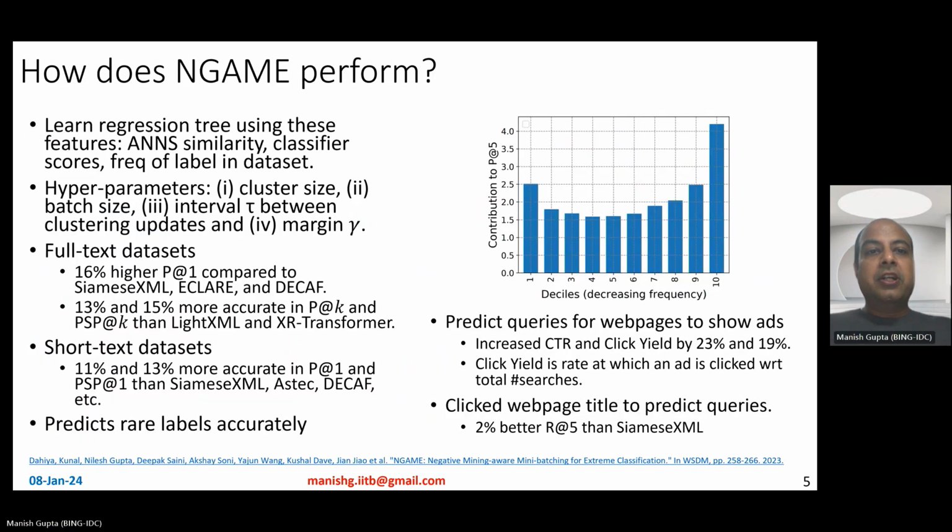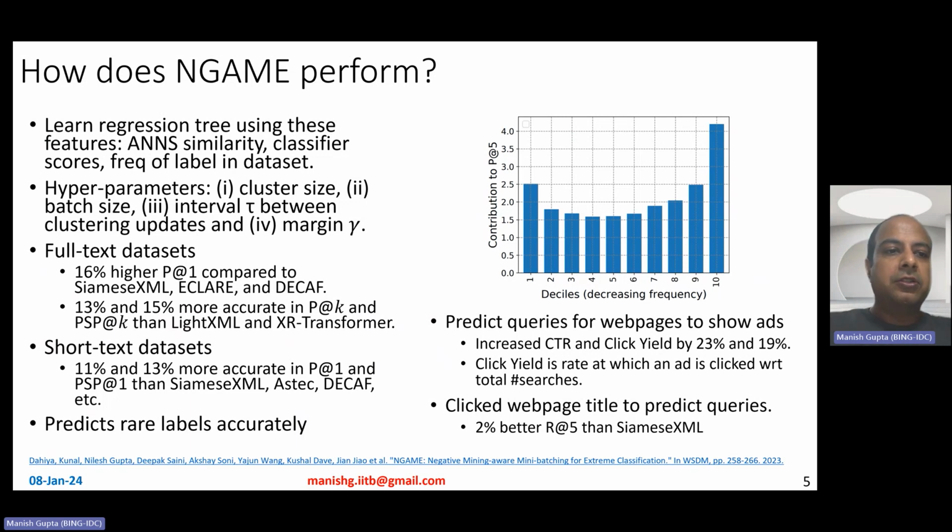So how does NGAME perform? NGAME has a nice modular structure. In the first stage, M1, it does encoder training. And in the last stage, M4, it does the classifier training. So it has a modular structure and this nice negative mining strategy.